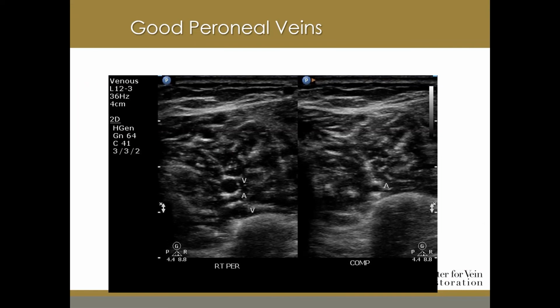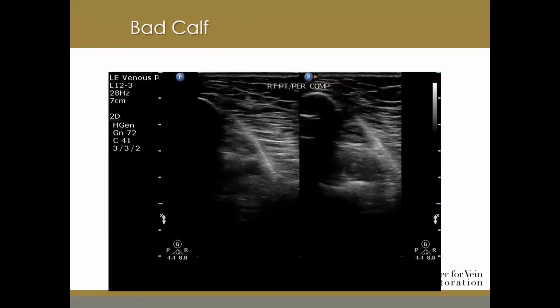This is a good image of the peroneals. You can see the vein, you can see the artery in between, and here we see the artery after the veins have been compressed. So these are the type of images that you want to look for from your sonographer when you're looking at those ultrasound images.